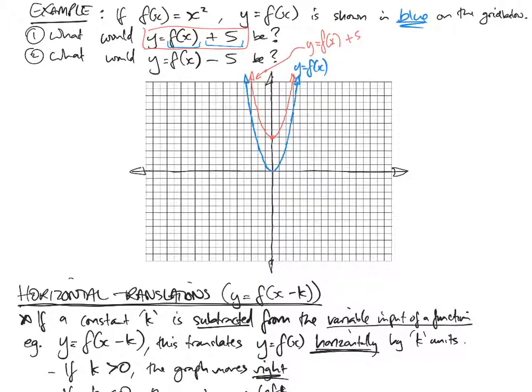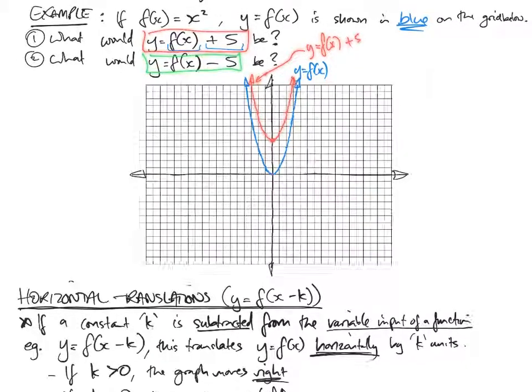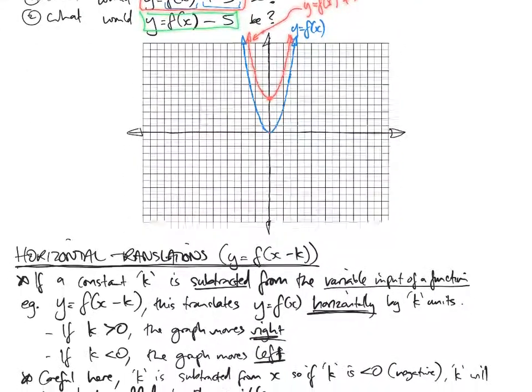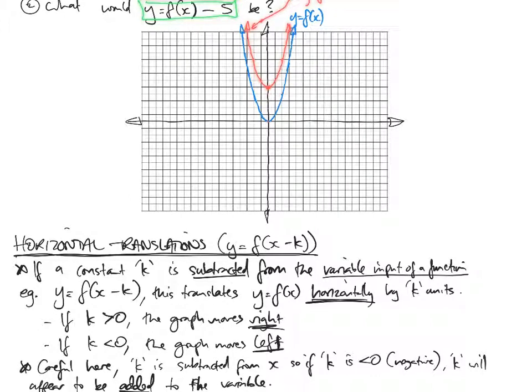Let's see how easy it would be to get green. Alright, let's do the next one in green. So that's an example of a positive translation vertically when you've added 5 to the result of the function. What if you take 5? Well, I've shown you up above, if the constant is less than 0, the graph moves down. The constant is 5 this time, so it's going to move down 5.